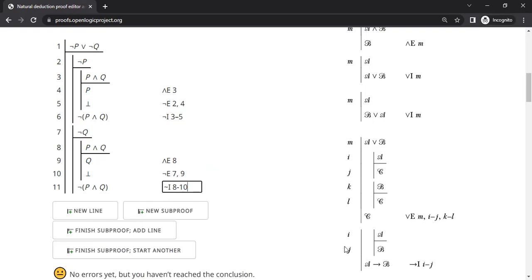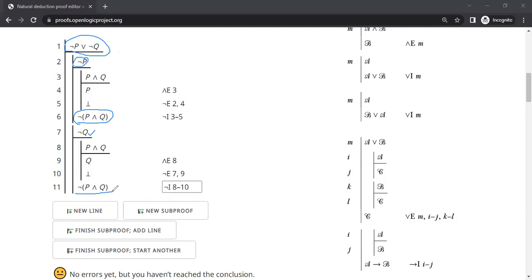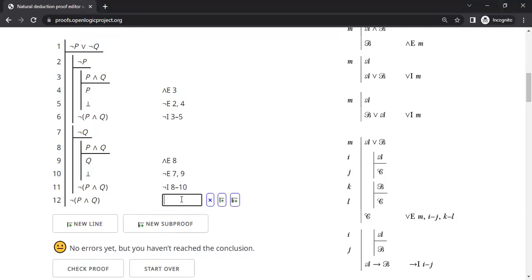Now, what shall we do? We have a nice structure we can reason about. We have this hypothesis, which is made of an OR statement, not P or not Q. If not P was true, we were able to come to the conclusion not of P and Q. Similarly, if not Q was true, we are able to come to the same conclusion. So in both cases, we arrive at the same conclusion. This is exactly what we talked about in the OR elimination rule, which we will apply now. This is because of OR elimination, line numbers 1, 2 through 6, 7 through 11.